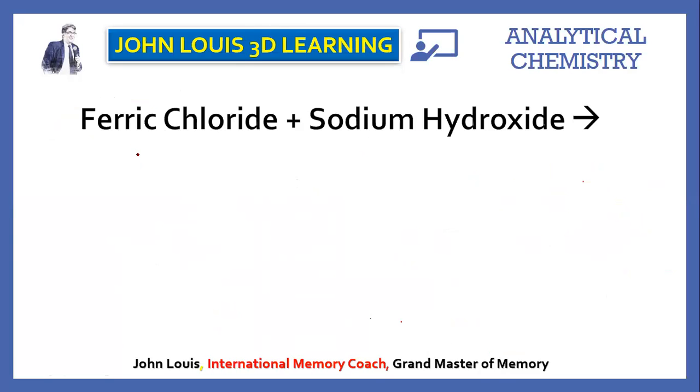So here what we get, ferric chloride is FeCl3, and sodium hydroxide, NaOH. And what are the products we get? Ferric hydroxide, Fe(OH)3, and then sodium chloride, NaCl. Now we need to balance.